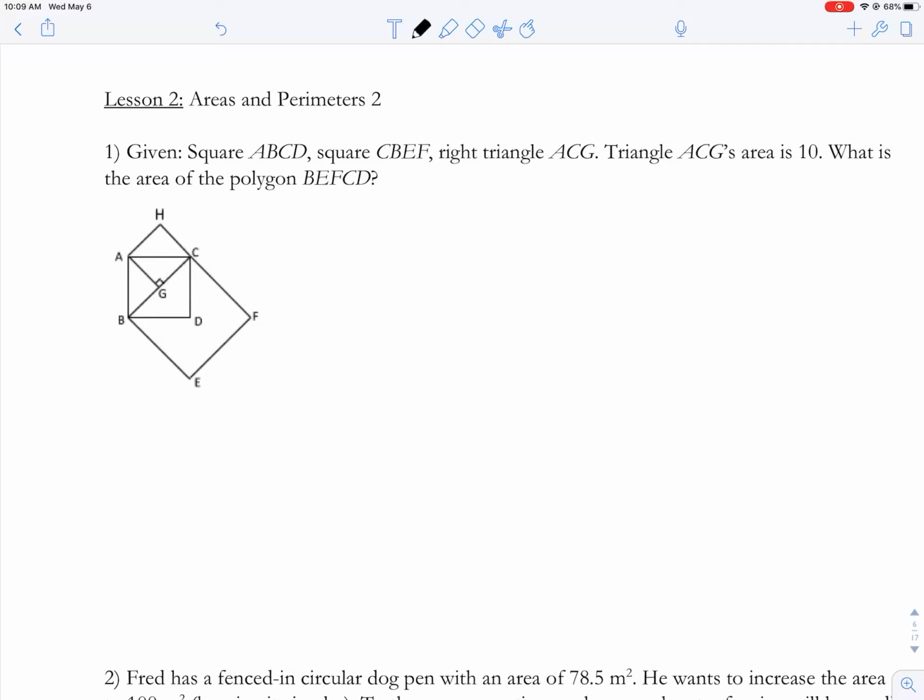Welcome to lesson 2, our second lesson on areas and perimeters. So these problems are a little bit trickier. We're going to read through them carefully. I'm going to explain to you how I would solve them.